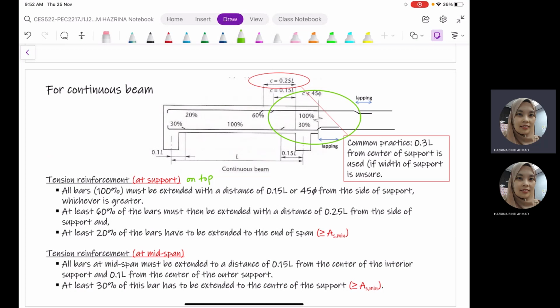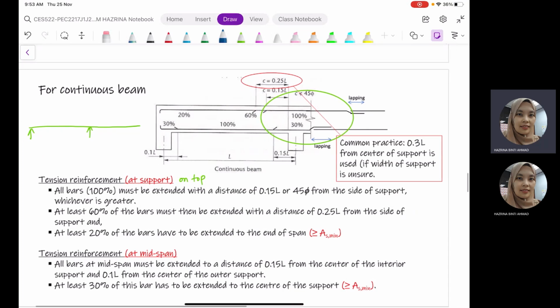Whereas when we have the support, the continuous beam, your bending moment diagram will typically look like this. If we are talking about a typical bending moment diagram, it will be curving like this. So we are going to have sagging moment at the midspan, and we are going to have negative bending moment or hogging bending moment at the support.